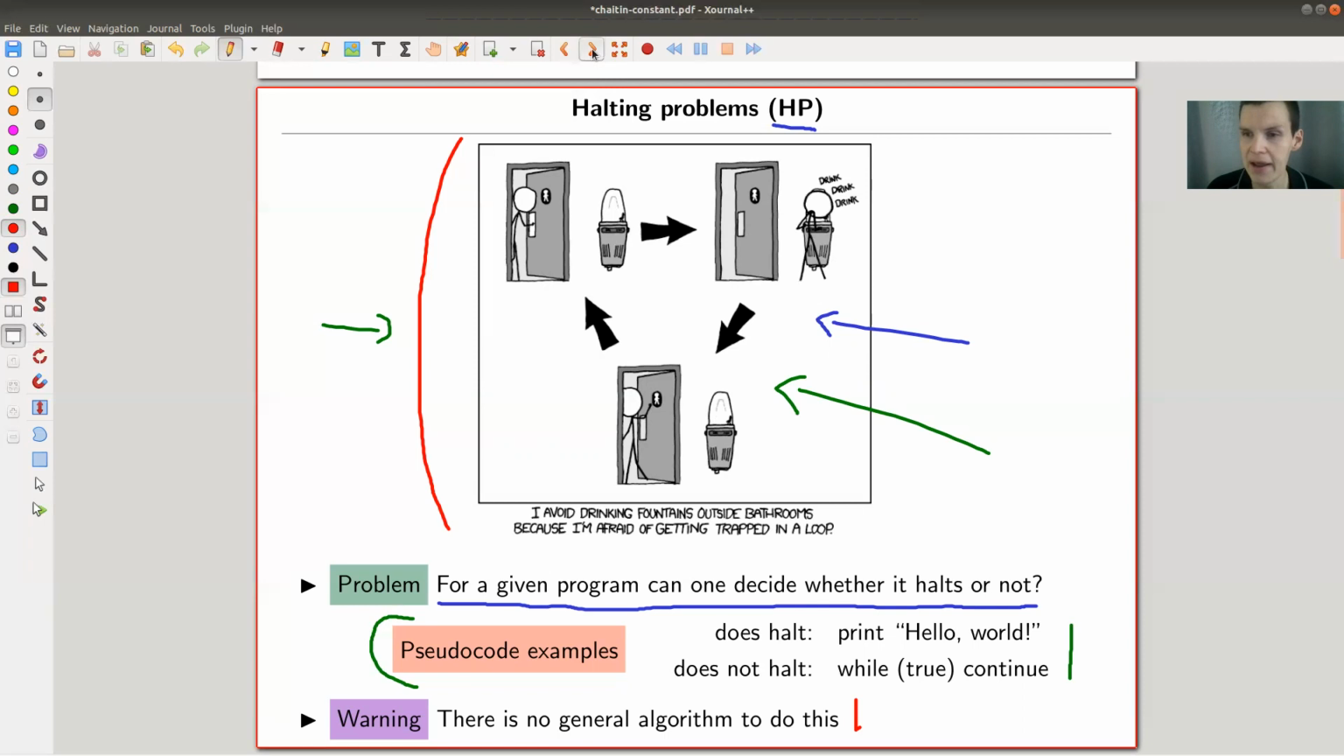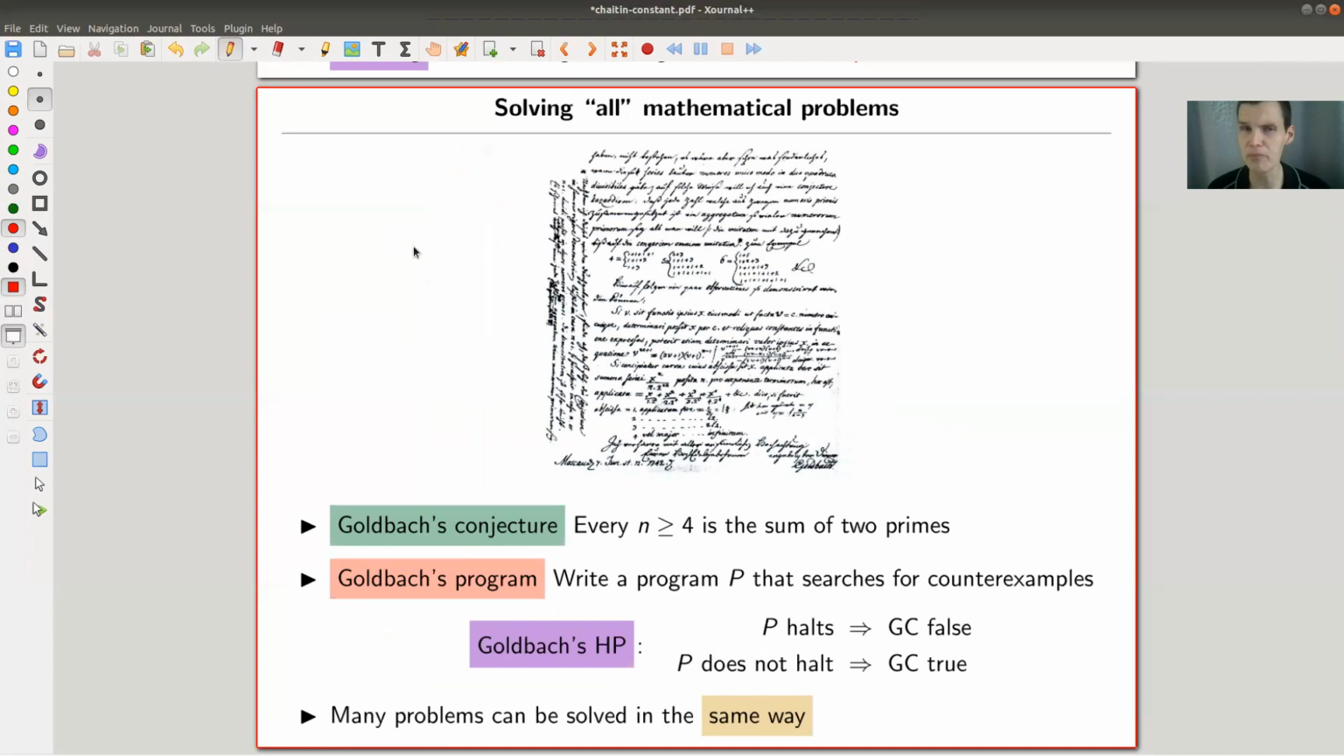And this is very interesting from the following perspective, which blew my mind. It's very, very simple, but it blew my mind when I first heard about it. So let's have an example here. I would like to take Goldbach's conjecture as an example.